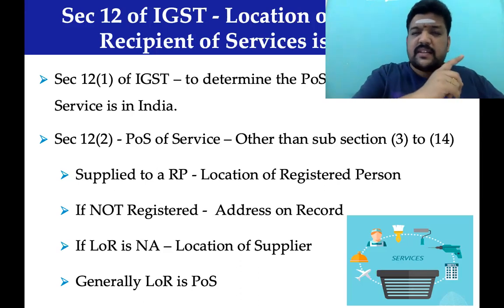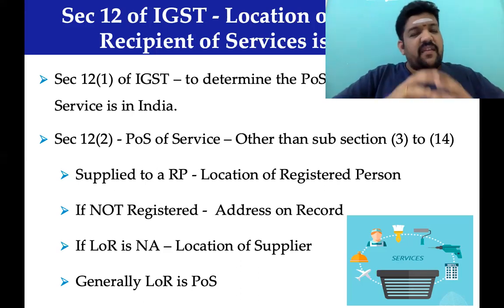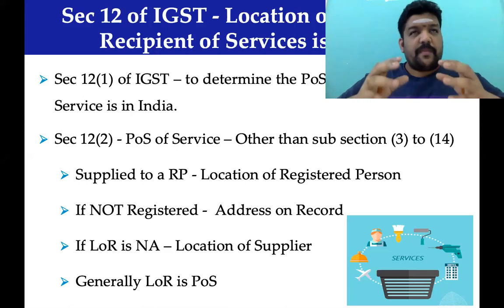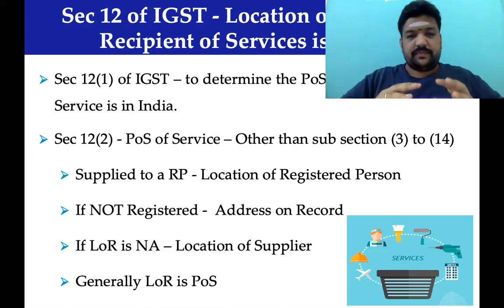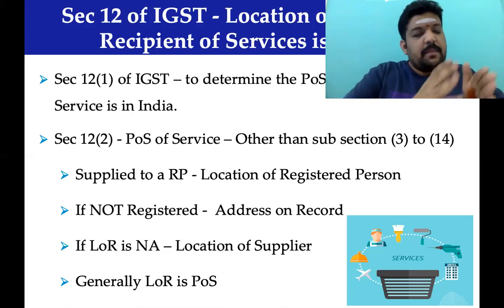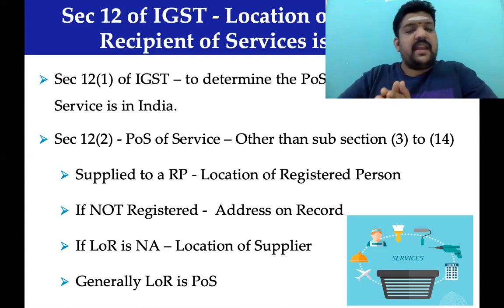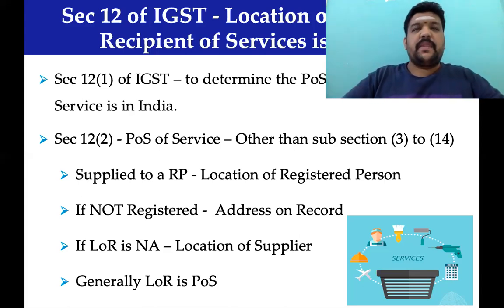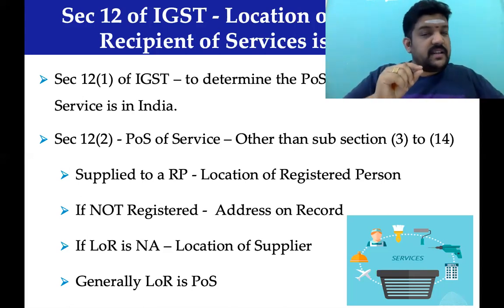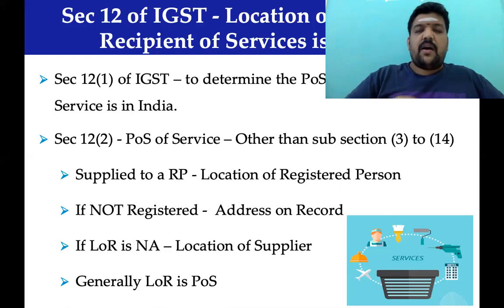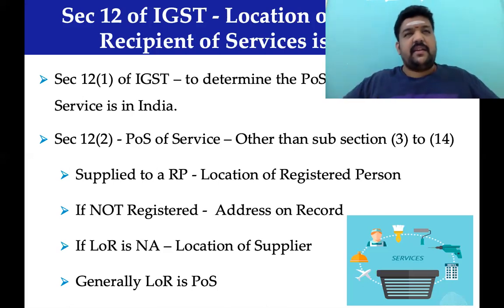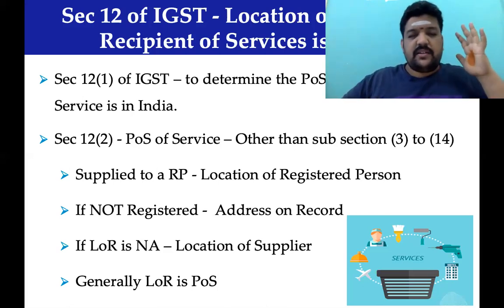Go back and discuss your place of business. Every place of business of a person will be registered. Then the place from where he supplies, that alone will be the location of supplier. Now we are discussing a case where a person has a fixed establishment, but he has not registered it. This is an exceptional discussion, not a regular discussion.